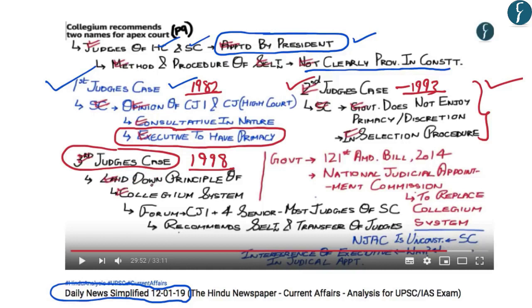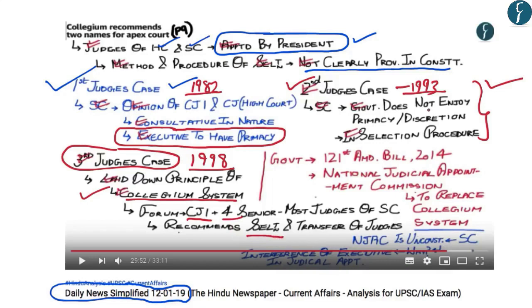And it provided for consultation of plurality of judges. So in short, it laid down the principle of collegium system. So this judgment in the third judges case provided for a collegium system, and it provided for a forum of the Chief Justice of India and 4 other senior most judges of the Supreme Court. And this collegium will provide recommendations regarding the appointment of judges.